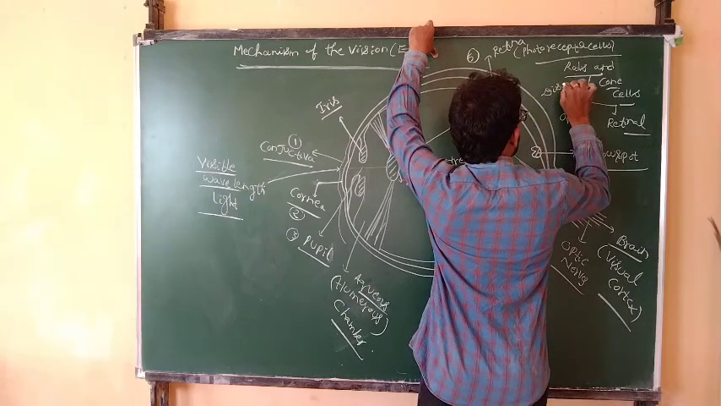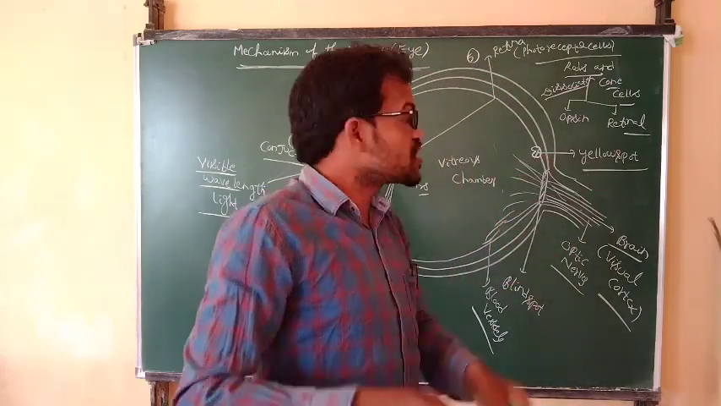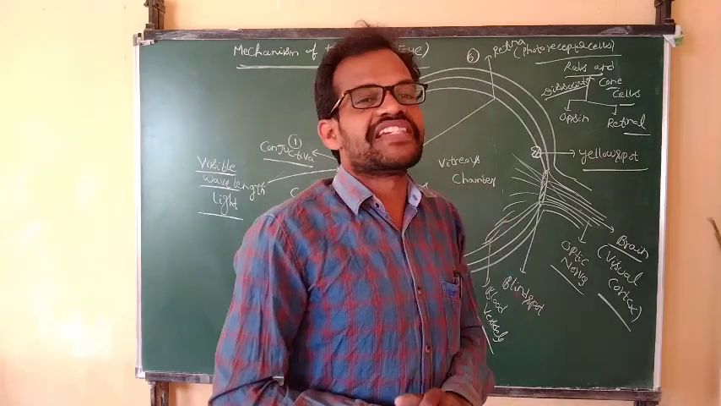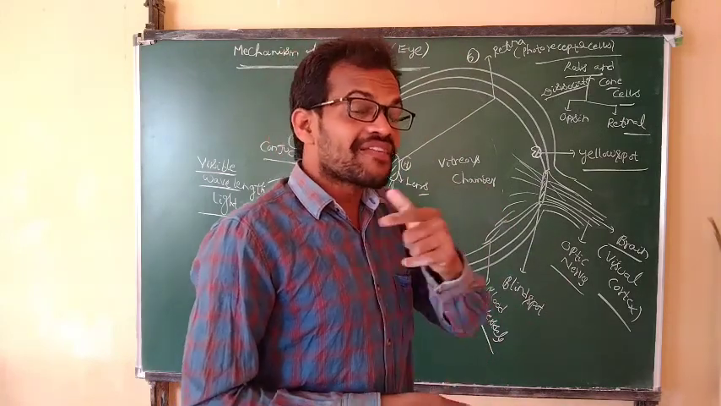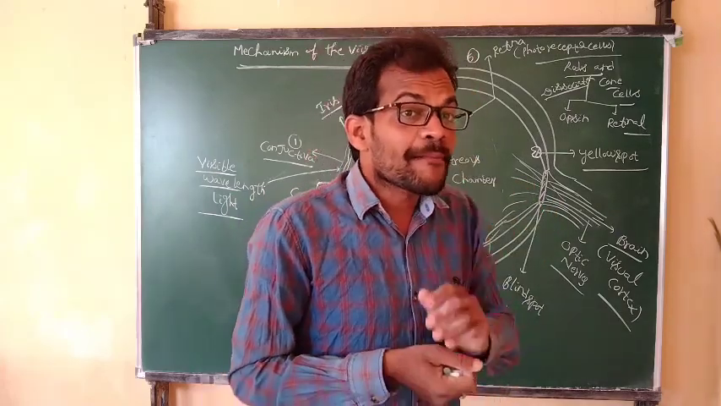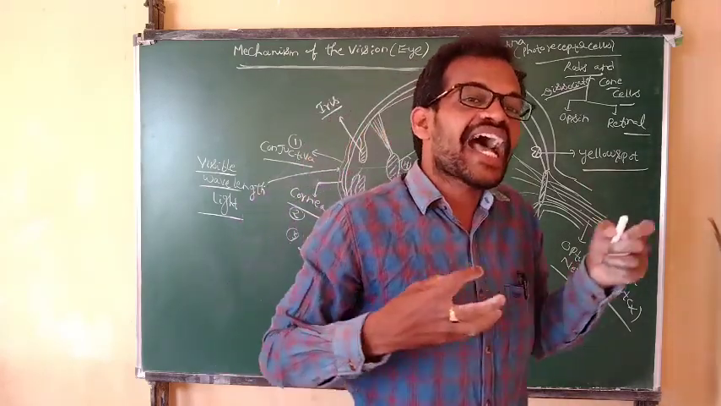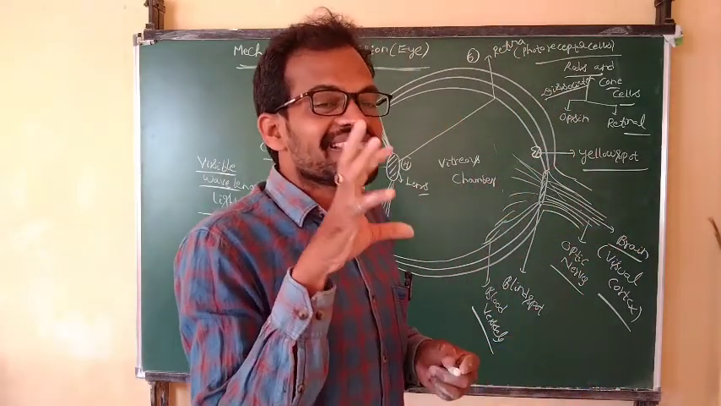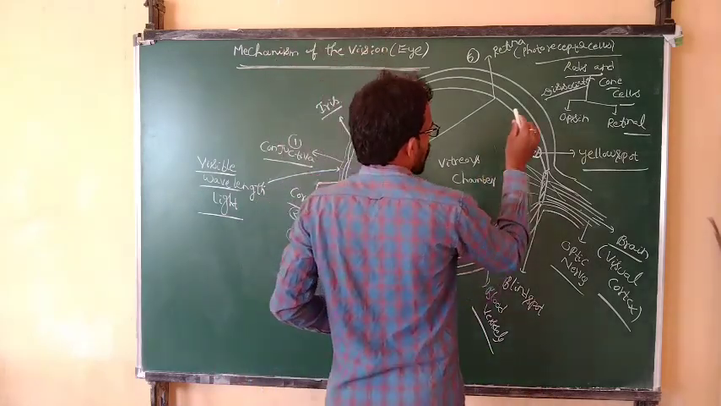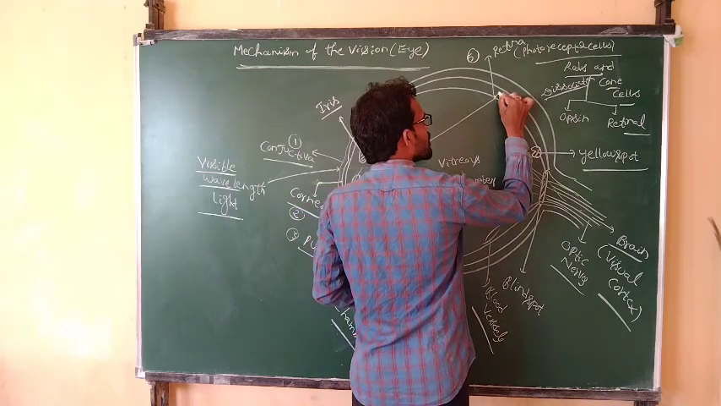Dissociation means separation of these rod cells and cone cells. Whenever they are separated, they are activated with the help of sunlight. Whenever they are activated, the membrane permeability changes. Then the rod cells and cone cells are attached to the bipolar neurons.